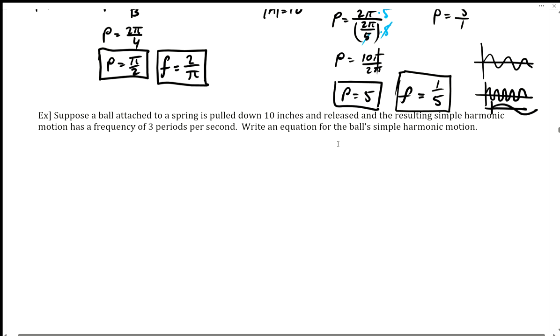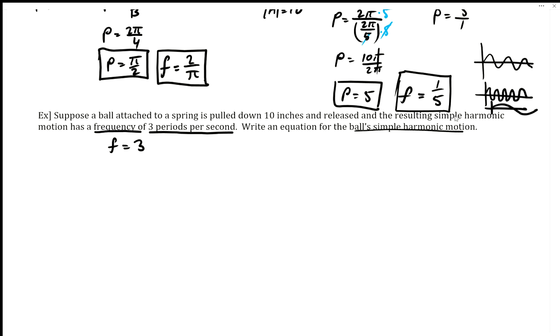It says, suppose a ball attached to a spring is pulled down 10 inches and released, and the resulting simple harmonic motion has a frequency of 3 periods per second. So frequency equals 3. Write an equation for the ball's simple harmonic motion. Instantly, just with our frequency, we know what the period will be. Flip it, 1/3. So we have that information. And then now let's break down the rest of it, or really the start of it.